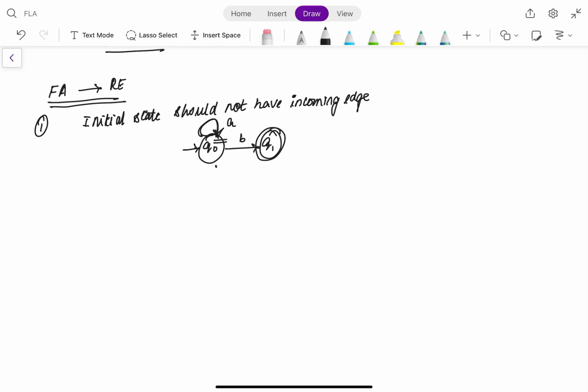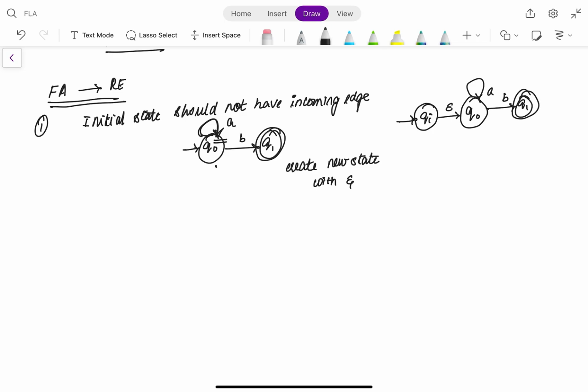In that case, what you will do is create a new state with epsilon transition. How would that look? Create a new state with epsilon transition, Q naught, Q, B, Q1. Now this will become your initial state. So this diagram satisfies the first rule, the initial state does not have any incoming edges. So this is your first rule.